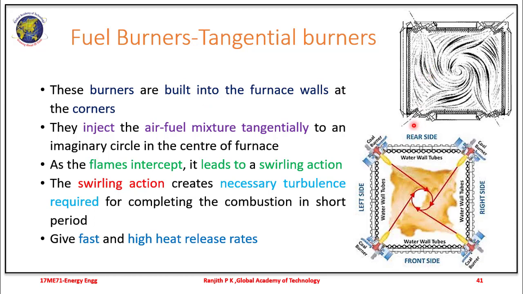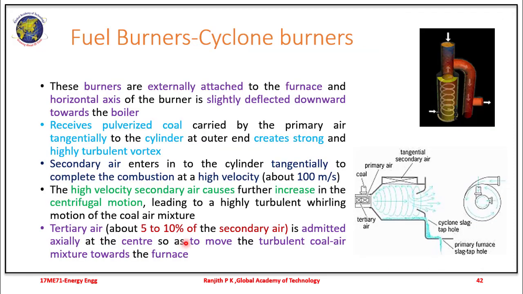The next type of burner is a tangential burner. In this, the burners are built onto the furnace walls at the corners. You can see here, they inject the air fuel mixture tangent to an imaginary circle in the center of the furnace, hence the name tangential burners. And as the flames intercept from each of these burners, they lead to a swirling action. This swirling action itself creates necessary turbulence, and thus it gives fast and high heat release rates.